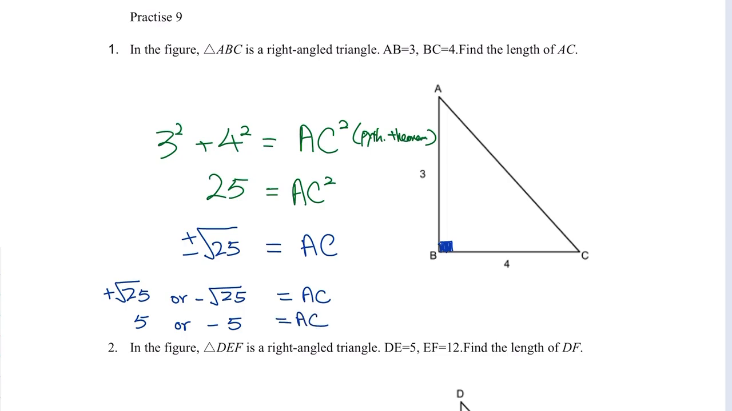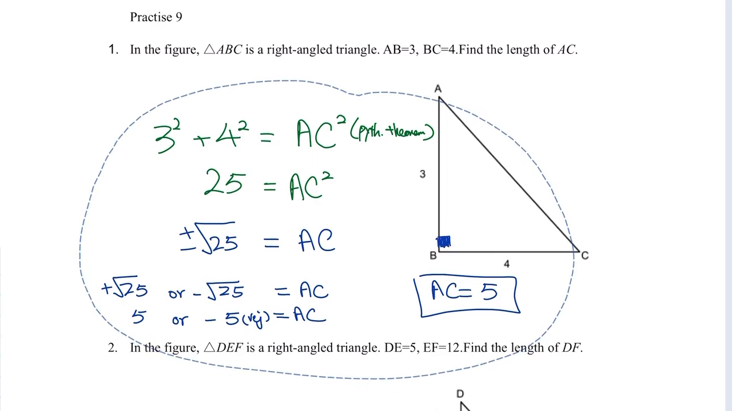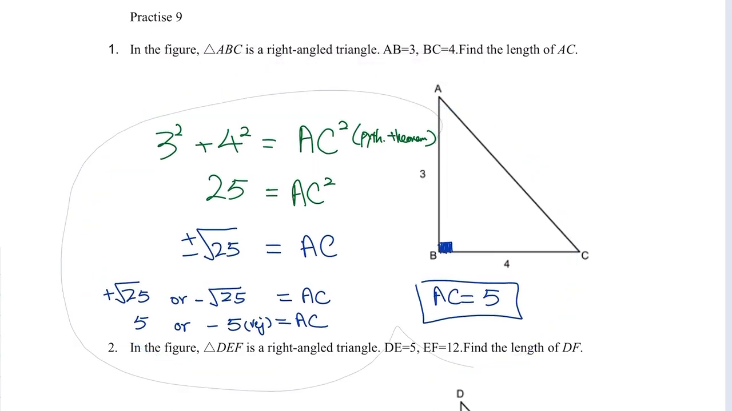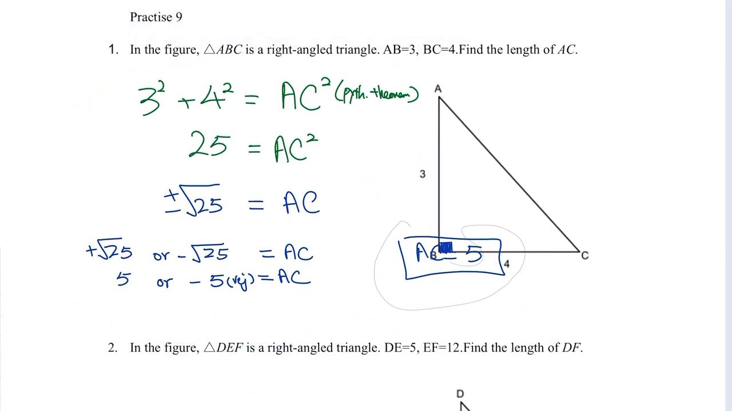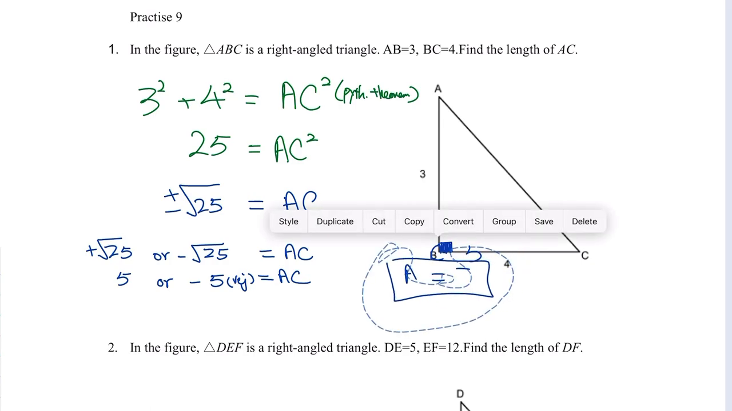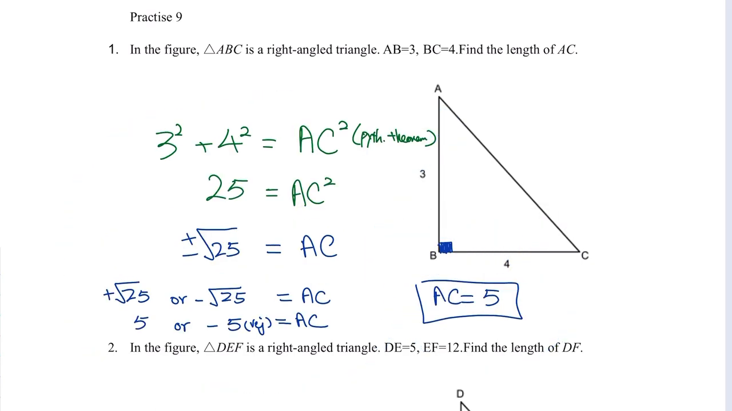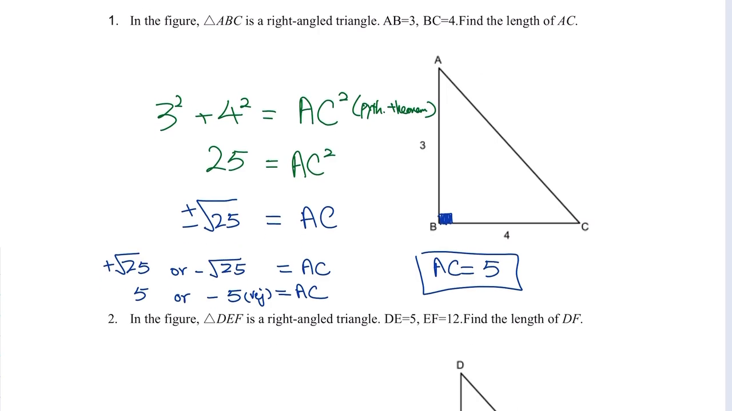What is AC? AC here is a straight line. Can a straight line be a negative number? No, all lines have to be positive. So that's why this is rejected. And we will know that AC actually equals 5 only. That is your answer. If you are quick enough, then of course you can write this whole thing without any extra steps. But I usually suggest writing the steps. It's all up to you, of course, whether you want to write steps or not.